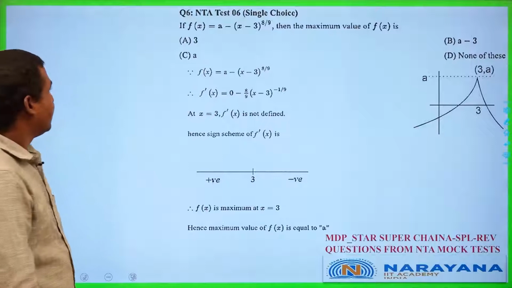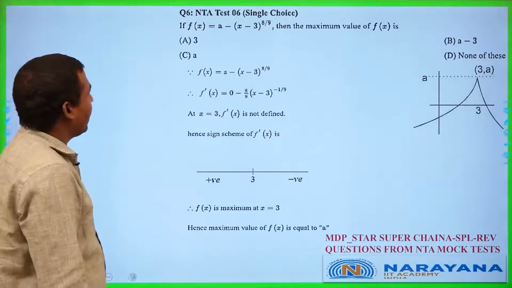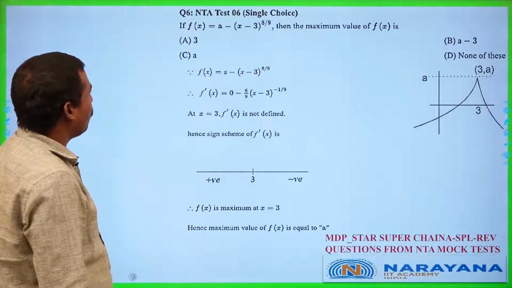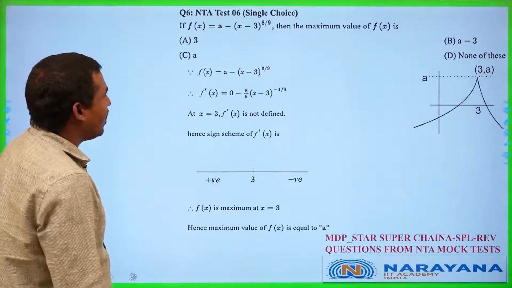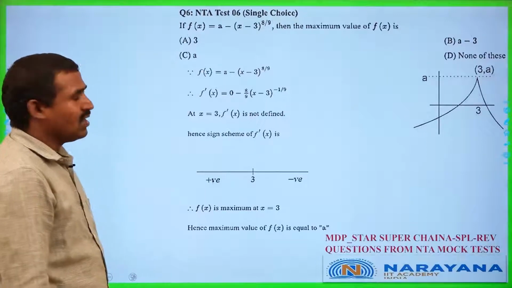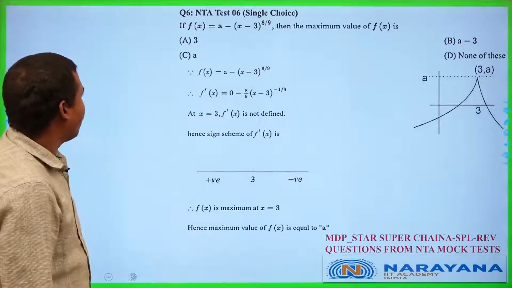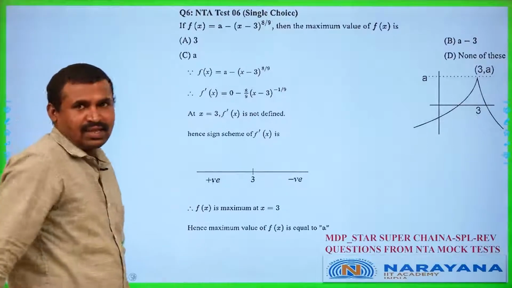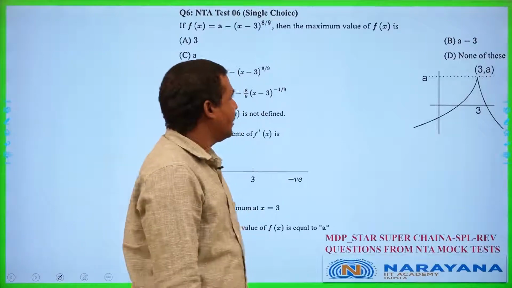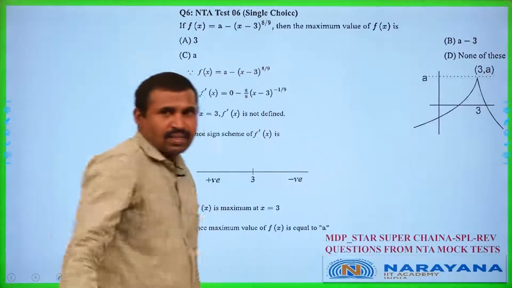Now, the next question. f of x is equal to a minus (x minus 3) whole power 8 by 9, then the maximum value of f of x. Option A is 3, option B is a minus 3, option C is a, and option D is none of these.